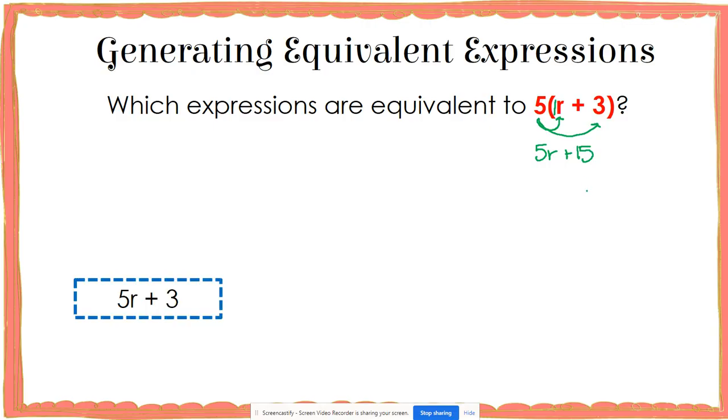Well, my first expression says 5r plus 3. I know that that's not correct because if somebody did this, it looks like they probably distributed the 5 to the r, but then they forgot to distribute it to the 3.